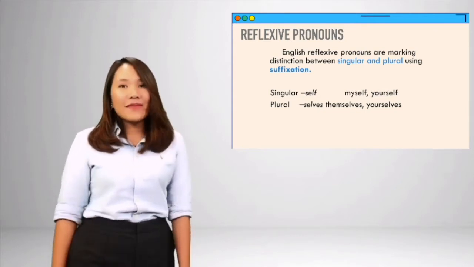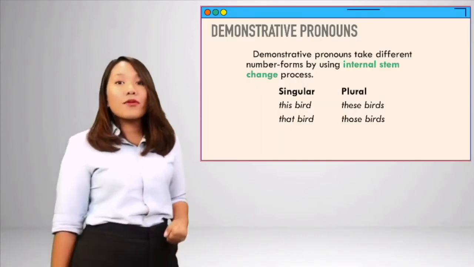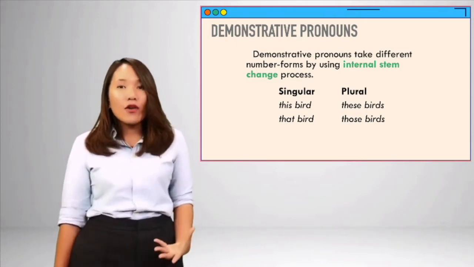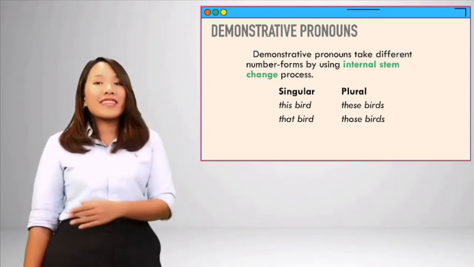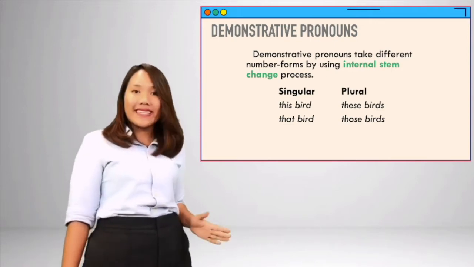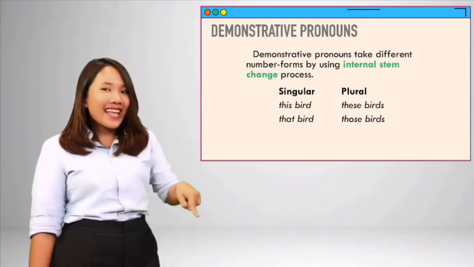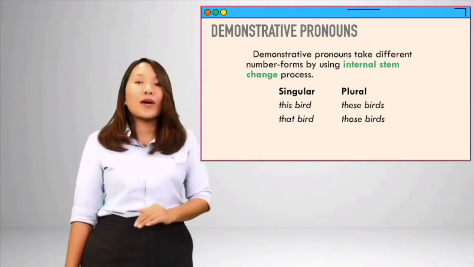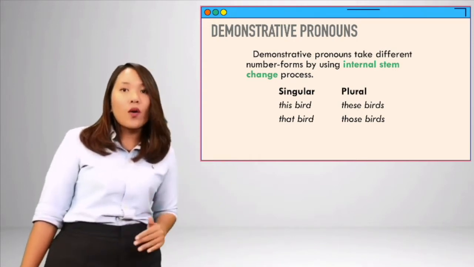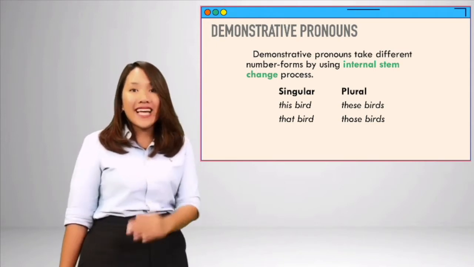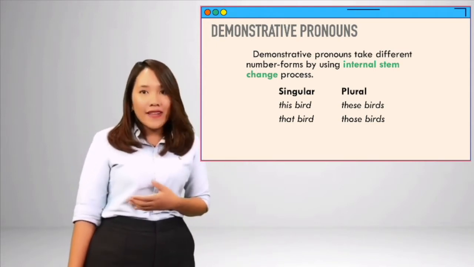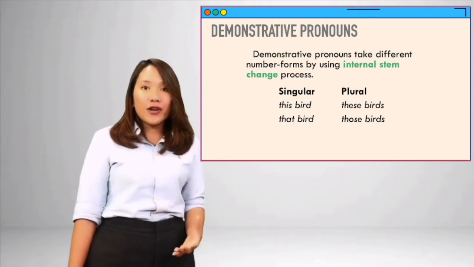through the suffixation process. And the third type of pronoun that receives inflection is the demonstrative pronoun. Demonstrative pronouns are pronouns that point out specific things. For example, this, these, that, those. These types of pronoun receive inflection to mark the distinction between singular and plural through the internal stem change process. So we can say that the pronouns these and those receive the inflection to carry the grammatical category plural number through the internal stem change process.